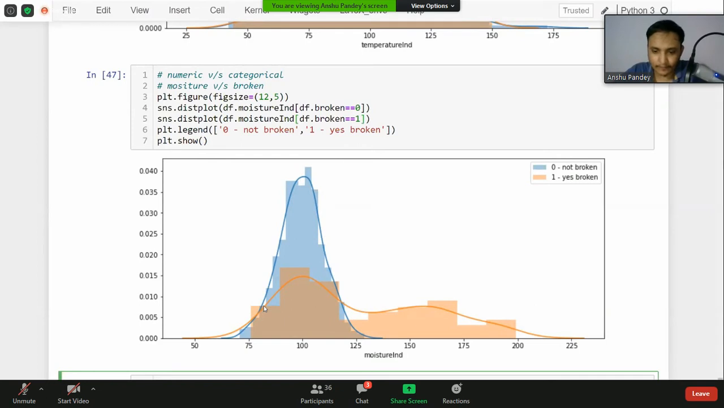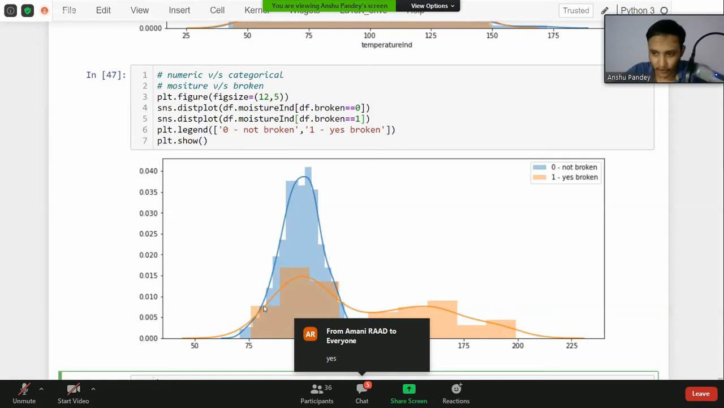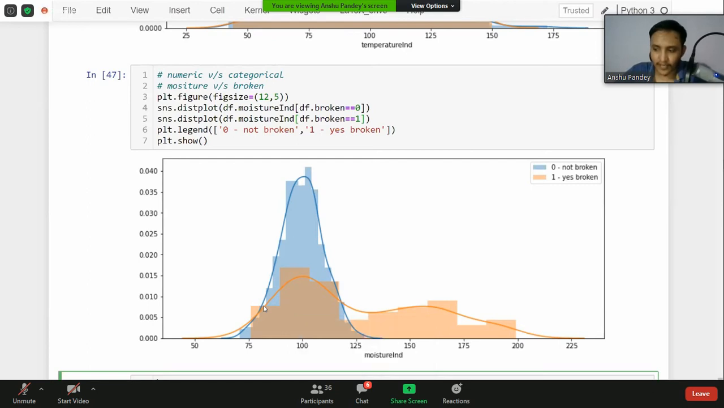Right. Are we all good so far? Good. So moisture seems to be an impacting factor. I hope all of you agree on that point. Moisture seems to be an impacting factor and seems to be an important attribute to say why machines are getting damaged.